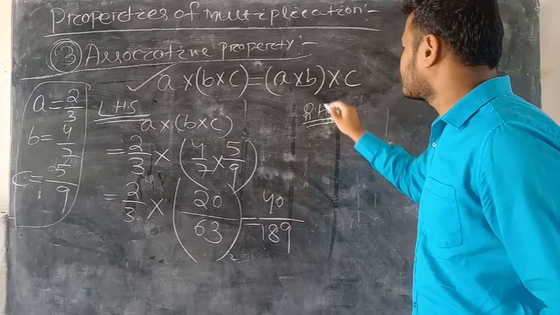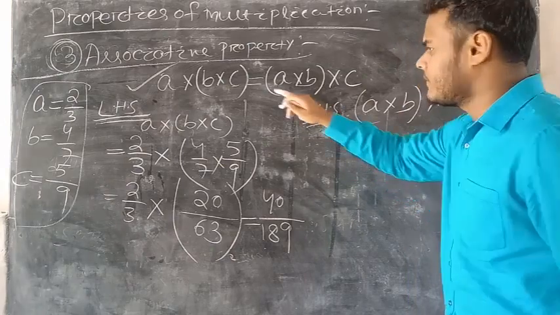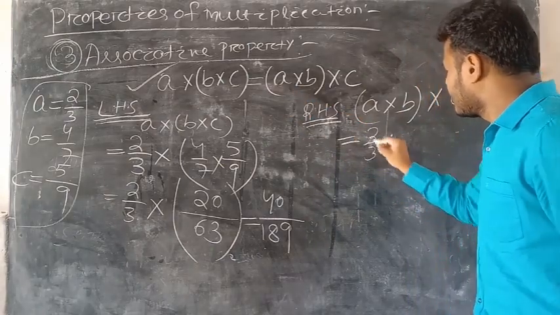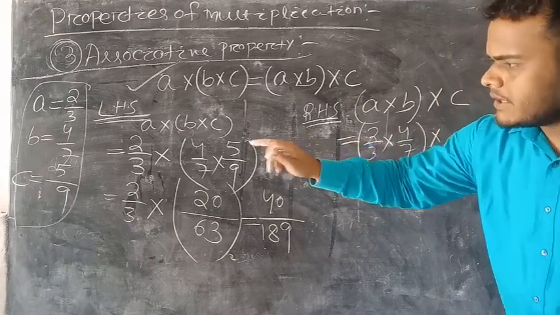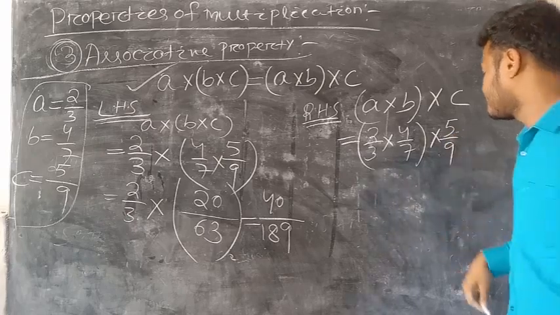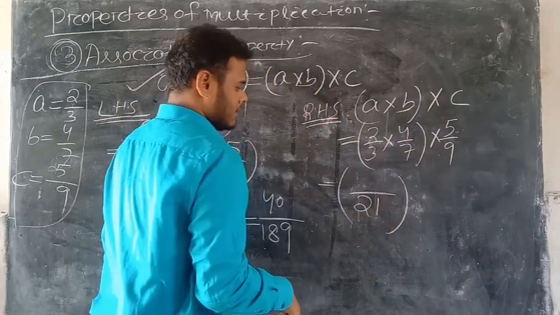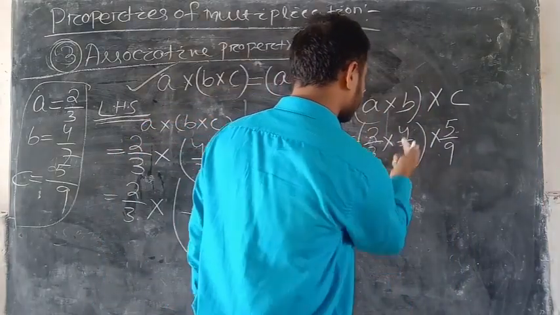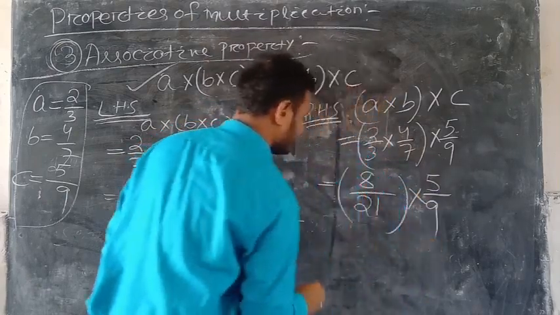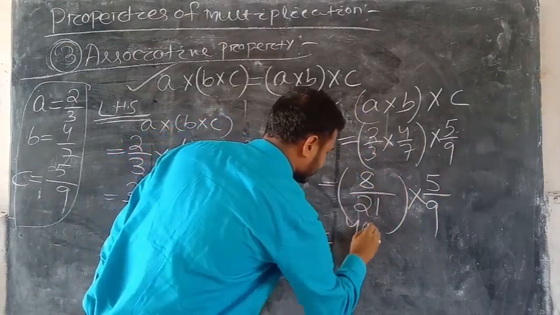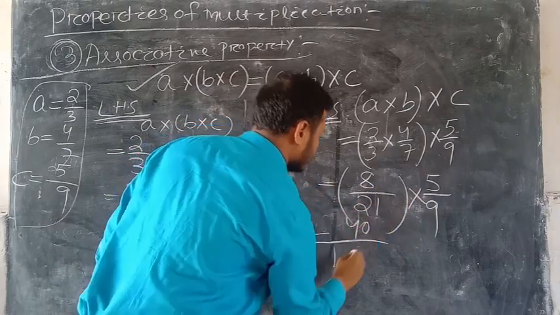Right hand side. A into B, I am pairing this first, and C. A is 2 by 3, B is 4 by 7, into C is 5 by 9. This is equal to 7 3 21 and 4 2 8 into 5 by 9. 8 5 are 40. 21 into 9 is 189.